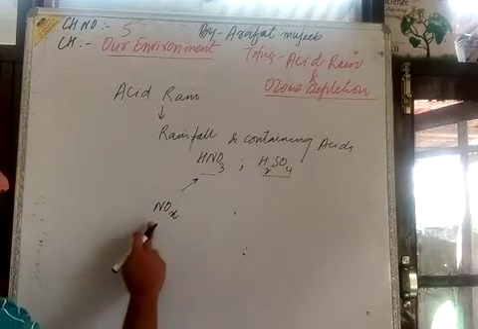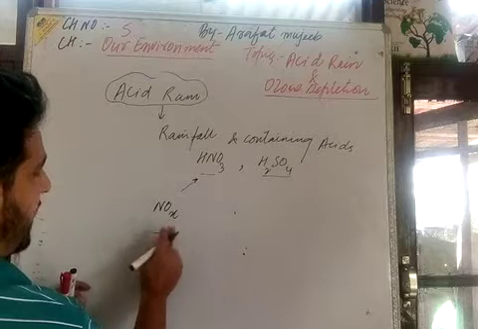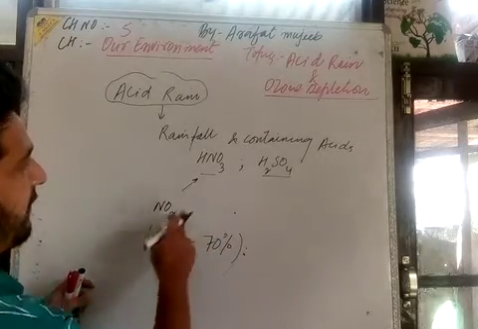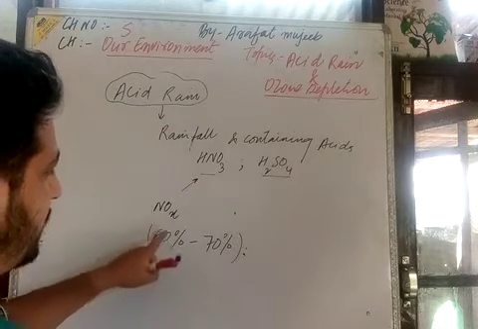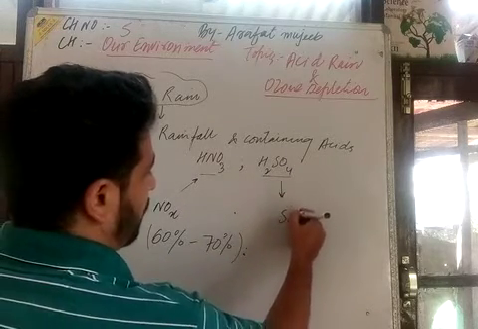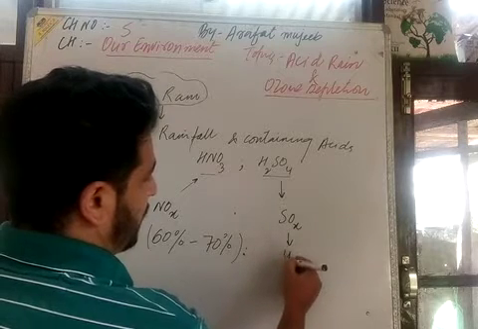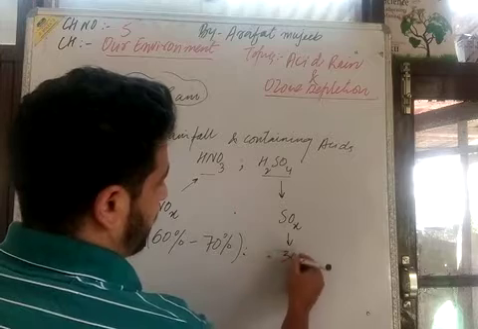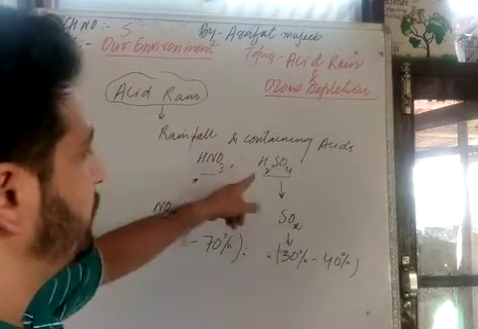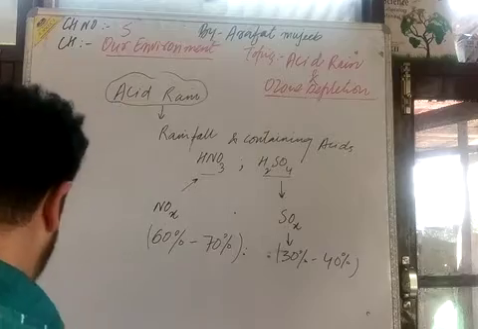Nitric acid is caused because of the contribution of nitrogen oxides. The contribution of nitrogen oxides in the formation of acid rain is 60% to 70%. The nitric acid present in rain, that is the acid rain, its contribution is 60% to 70%. The sulfuric acid is because of the oxides of sulfur, and its contribution is usually 30% to 40%. It causes 30 to 40% of acid rain due to the sulfuric acid and because of the release of sulfur oxides.